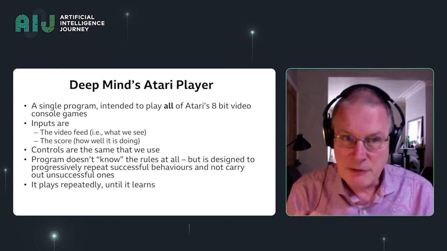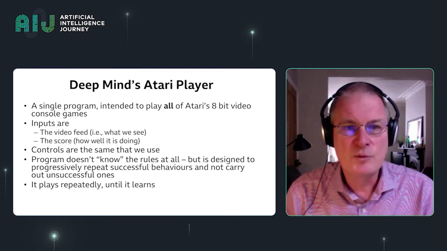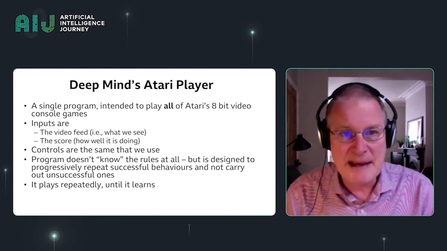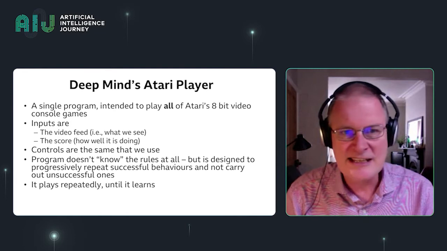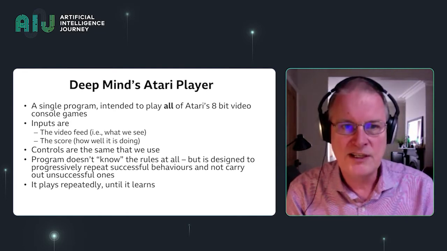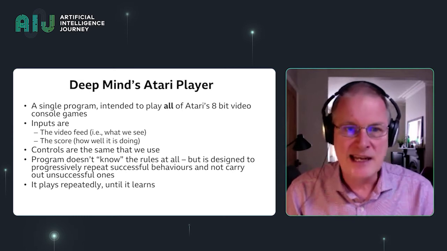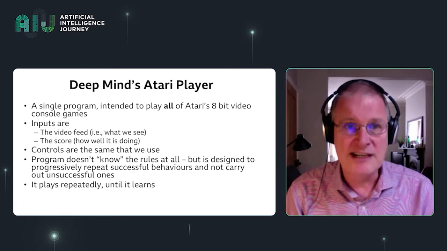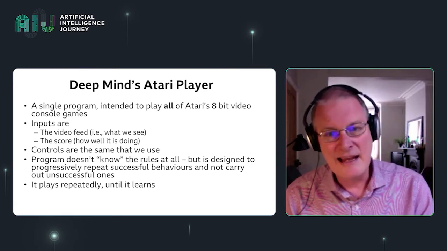What they did is they wrote a single program which would go in with no knowledge of the games whatsoever, and it would just experiment. And you remember, this is reinforcement learning. It's just experimenting, trying things out, seeing what works, what doesn't work. And when it does something that works, when it does something that gets a good score, it immediately learns from that experience, and it makes it more likely to do the good thing again in future.